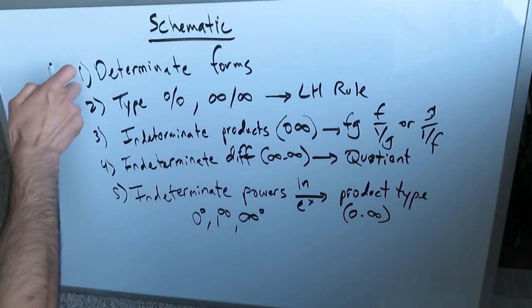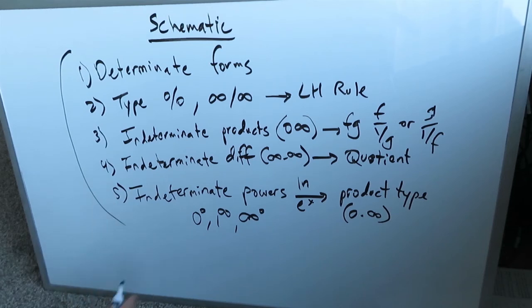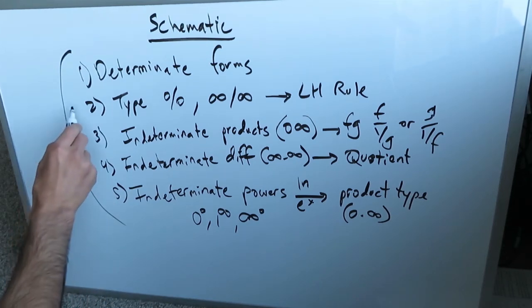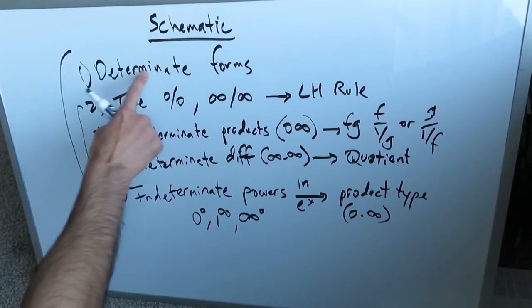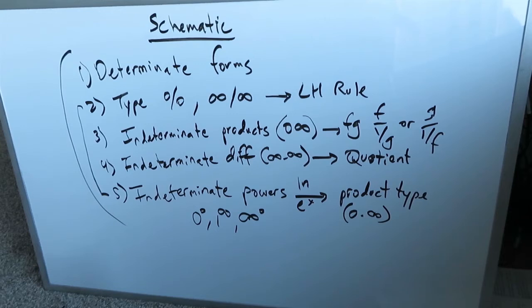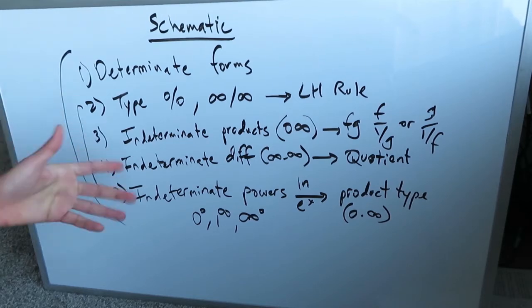So these are the things you want to keep in mind as your schematic when you're doing limits, especially when we're talking about indeterminate forms, which are related to these number 2 to 4 are the indeterminate types. The determinate are the definite ones, where you clearly have a defined value that you can easily pick out. So let's go to practice problems and we'll see how all of this plays out.